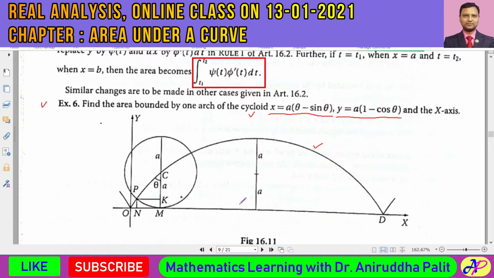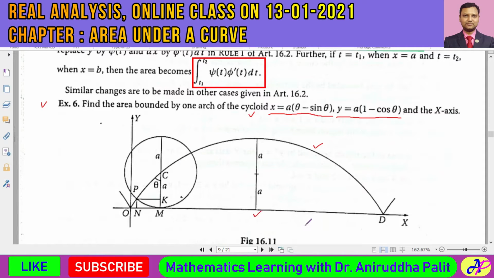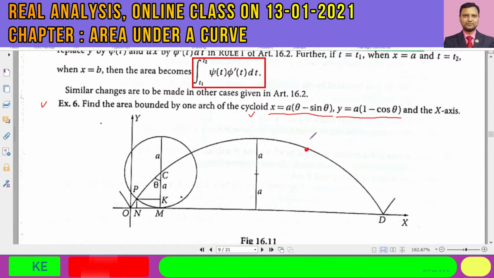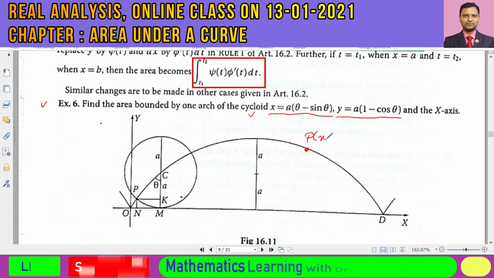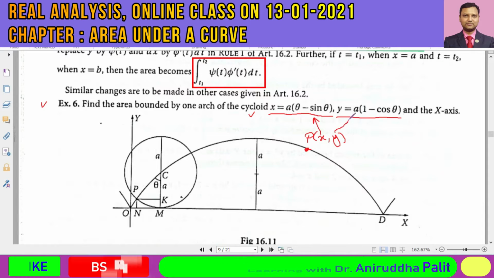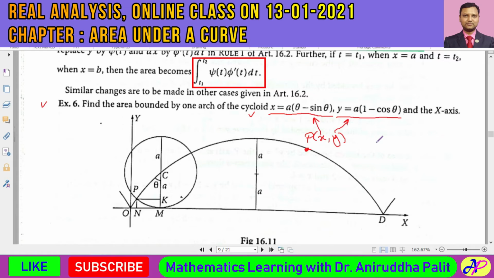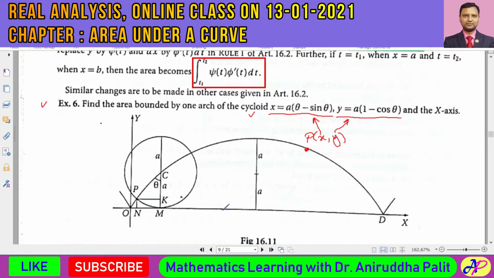In this kind of curve, generally the cycloid is symmetric about the middlemost point, and this angle is considered as the angle theta. With respect to this angle, if you consider any point P on this curve with coordinates x and y, then x has this representation and y has this representation in terms of the parameter theta.